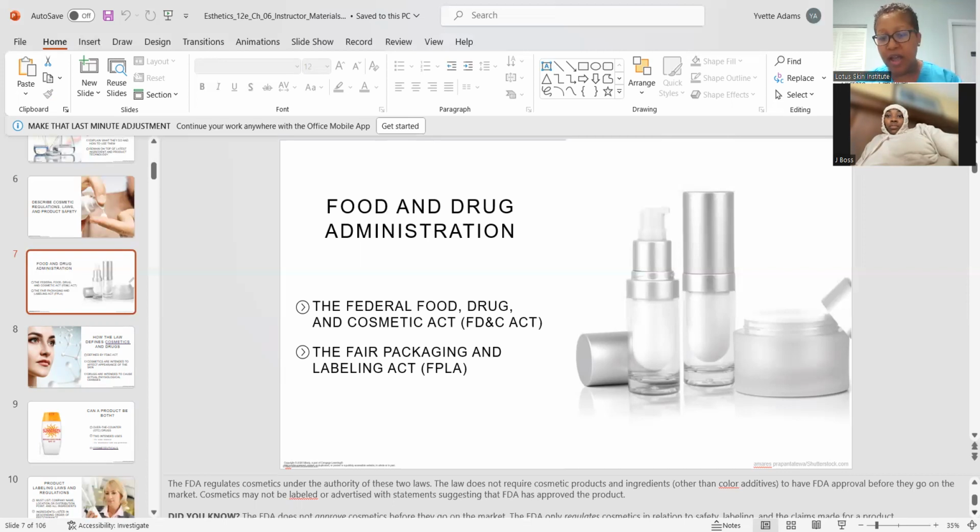The law does not require that cosmetic products and ingredients, other than the color additives, which are the ones I just mentioned, have to be FDA approved before they go onto the market. Other than that, ingredients do not have to be FDA approved. This is why we need knowledge on them, because we cannot trust these folks to just totally protect us. They're going to put those color additives on there. Why do the color additives have to be on the label?